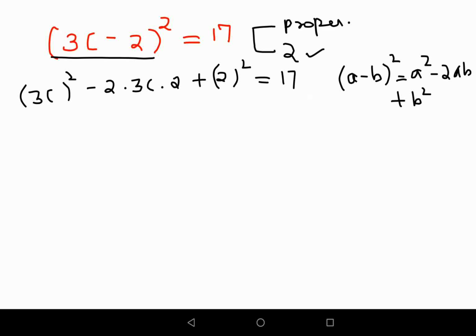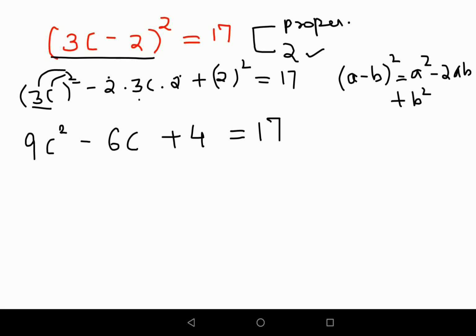So (3c) the whole square, again, when you have two products inside and raised to a power, this power shifts individually to both the entities. Okay, so we'll have 3 square, that is 9. c raised to 2 gets you c square, minus 2 into 2 gets you 4, into 3 gets you 12, and then this c gets continued, plus 2 raised to 2 gets you 4, equals 17. Okay, I hope this is very clear.